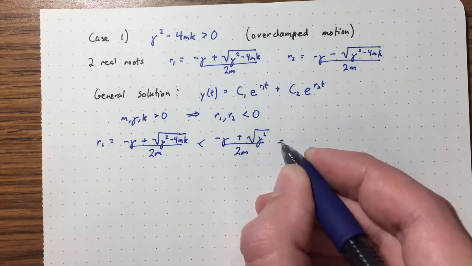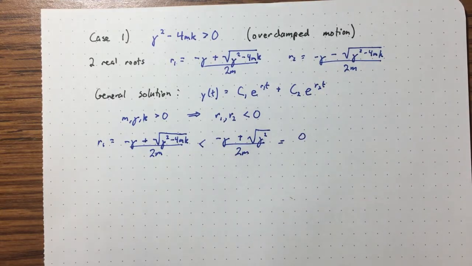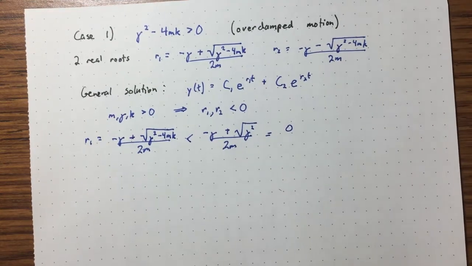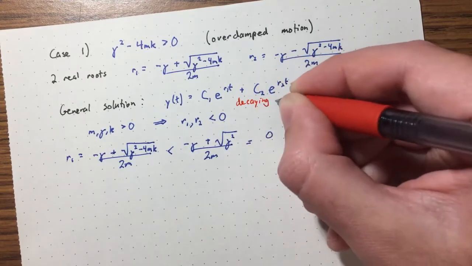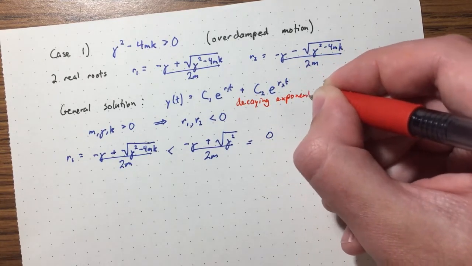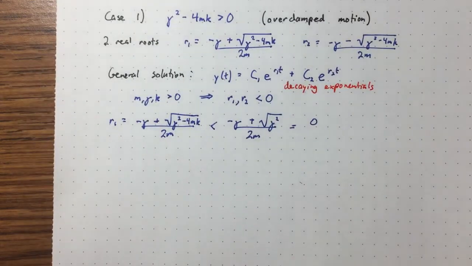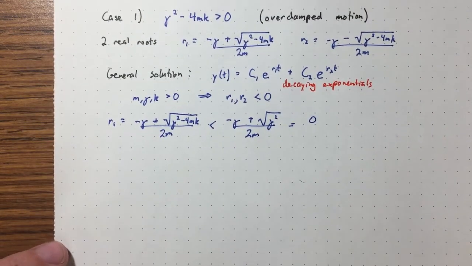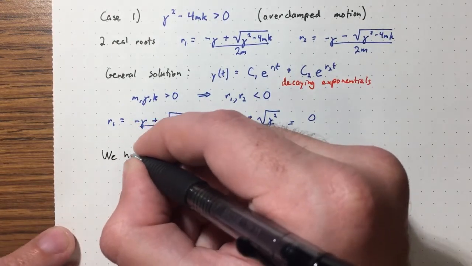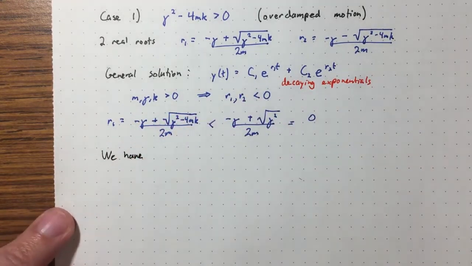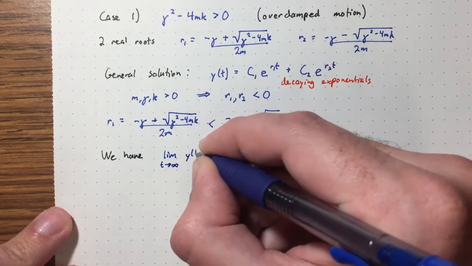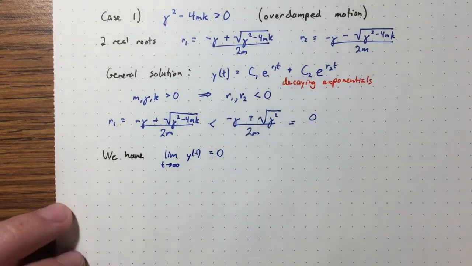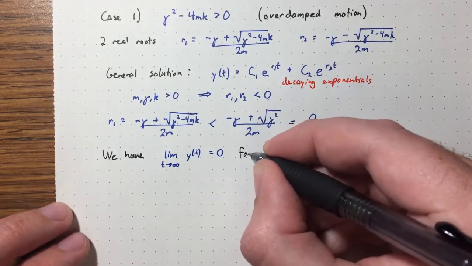But you see what we get over here is just 0. Right? So we just proved that R1 actually has to be smaller than 0. So it's negative. So these are actually decaying exponentials. Okay. And so in particular, we can understand something about the behavior of these solutions. Their limit, as t goes to infinity, is 0 for all solutions, regardless of C1 and C2.